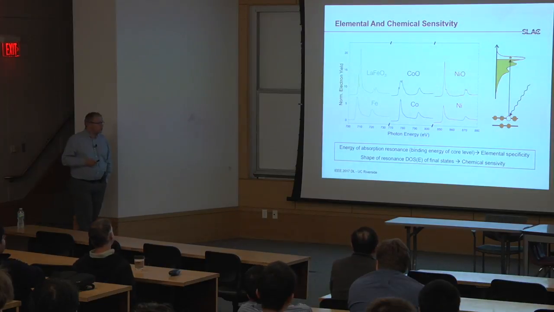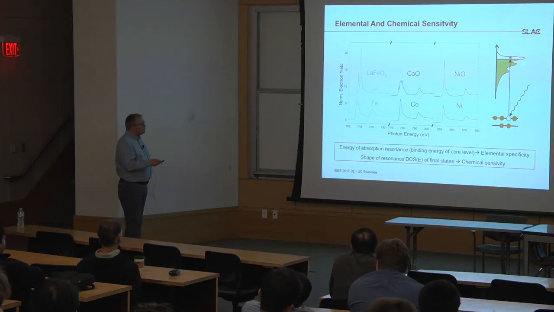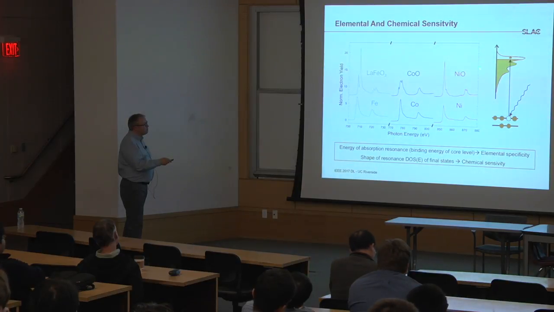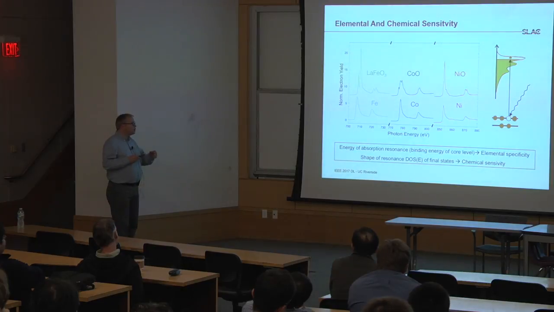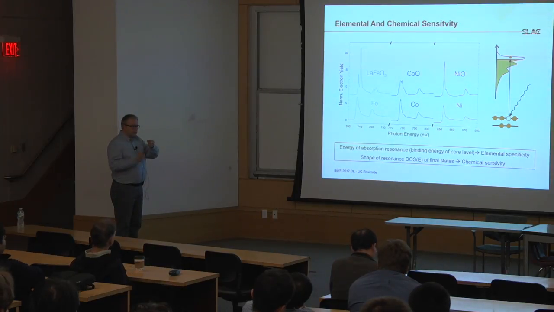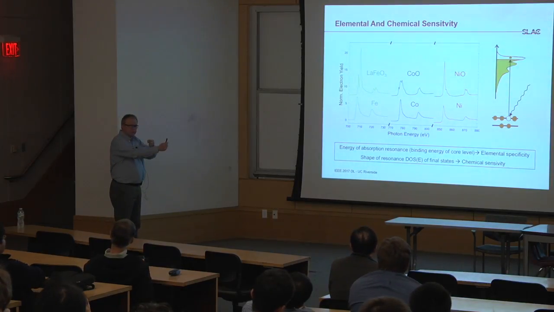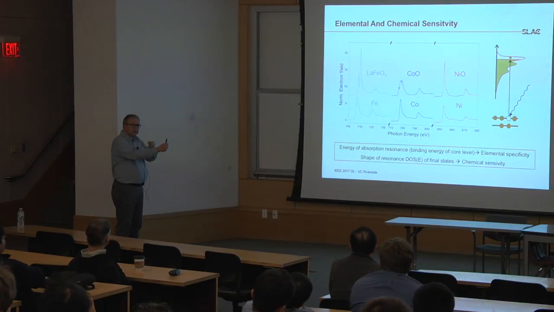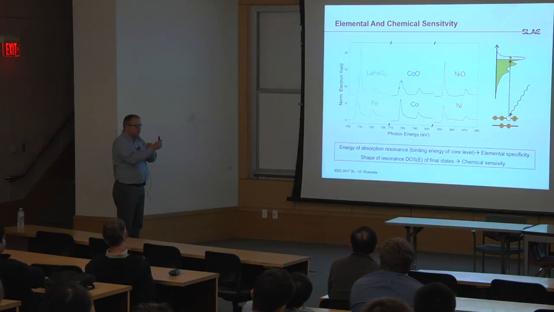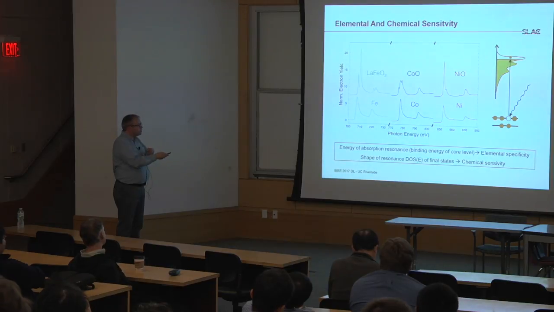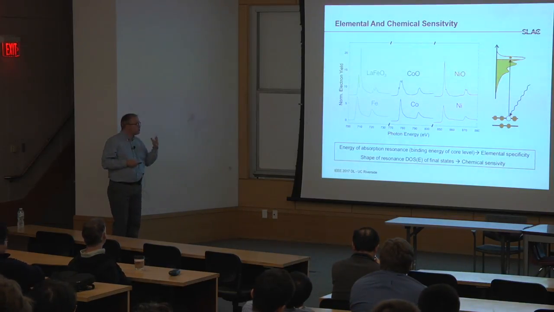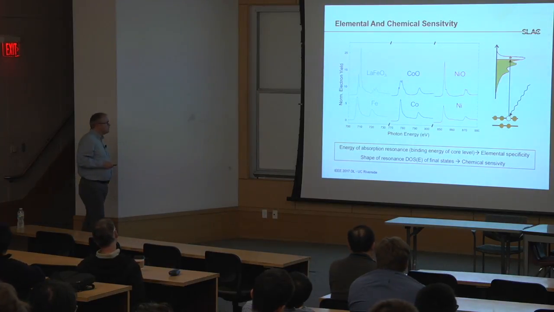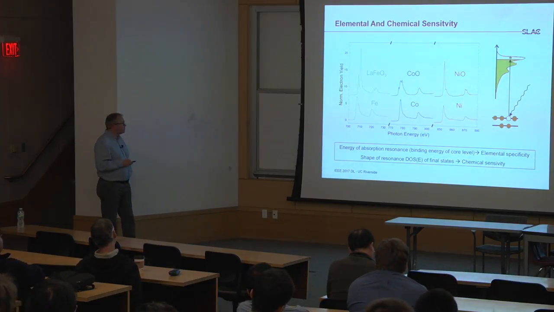Now, what's very nice about this is that when you look at the shape of these empty states here above the Fermi energy, that actually depends very sensitively on the next neighbor. So whether you have iron, like in a metal, or whether you have iron oxide or nickel oxide, the density of states has very strong differences between the metals and the oxides, and that you can observe in changes in the line shape.